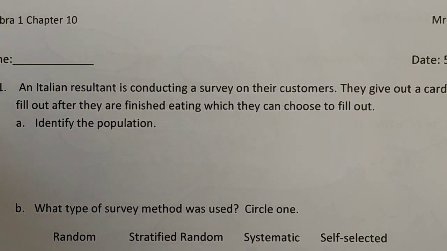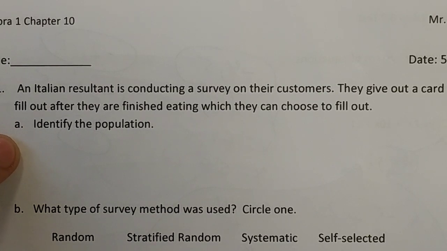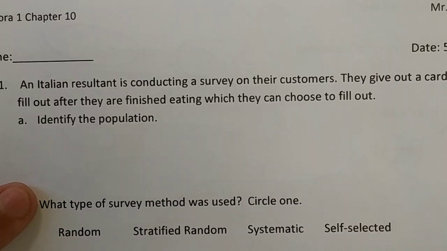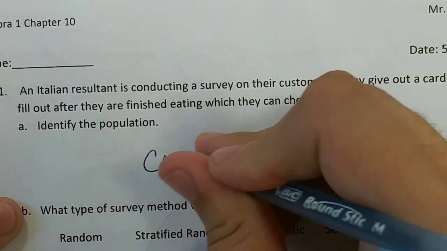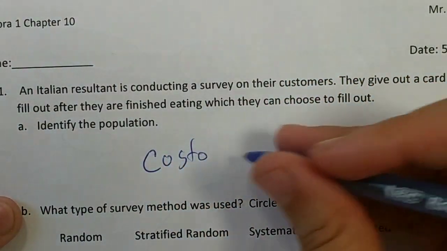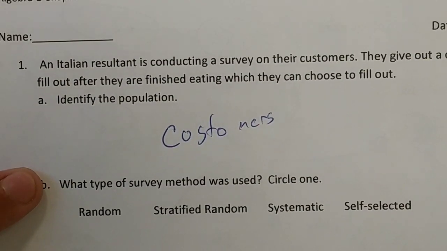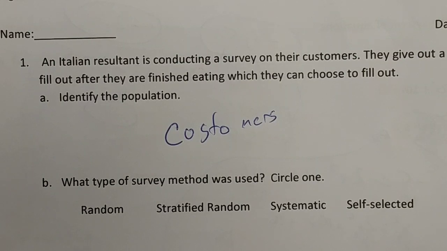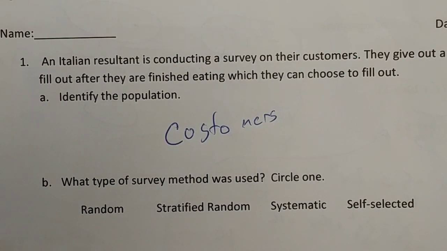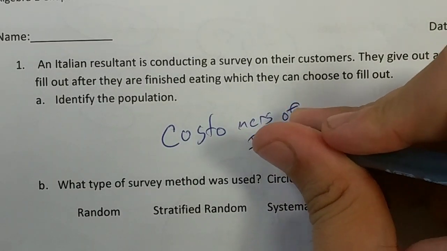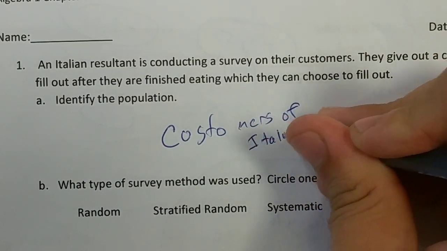An Italian restaurant is conducting a survey on the customers. They give out a card to fill out after they finish eating, which they can choose to fill out. So who am I trying to learn about? The best answer here is customers. Not just people in general, that's not right. The best answer is customers. Actually, the best answer is customers of the Italian restaurant, to be fair. That would be the best answer.